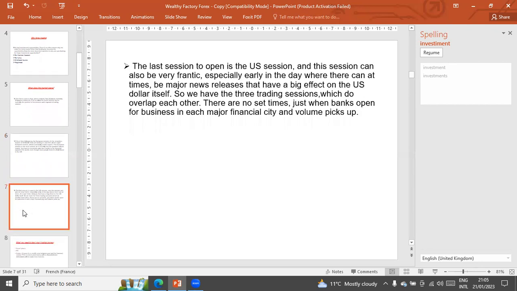Then the next one we have is the US session, the biggest. We call it the New York session. This is the most traded session in the market. So anything that has to do with the US dollar, any pair that has to do with the US dollar, and all the stocks that fall under the US, you can trade them at this moment.